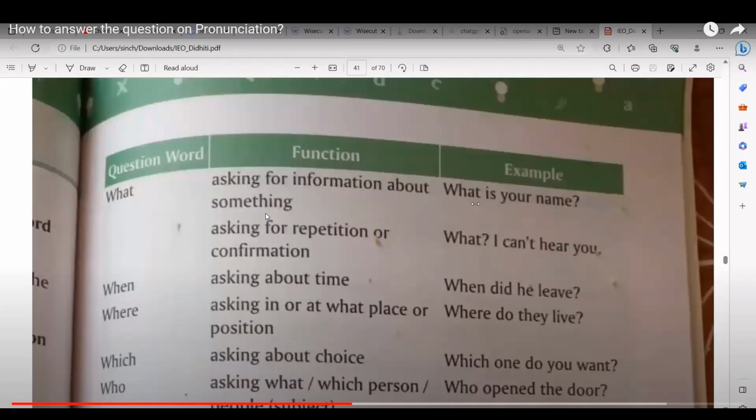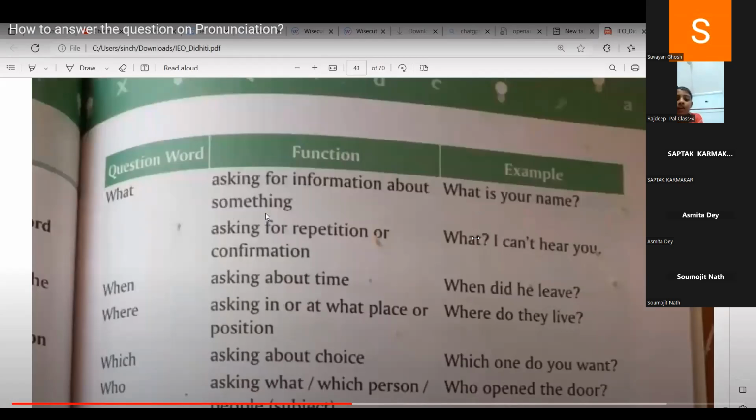Okay, now Rajdeep, can you read it about where, beta? Oh, wait, I missed Abhishekta. Abhishekta, can you give me an example with when? When do you go to school? Very good. And when will the train leave? Very good. When will the train leave? Rajdeep, can you read about where, beta?